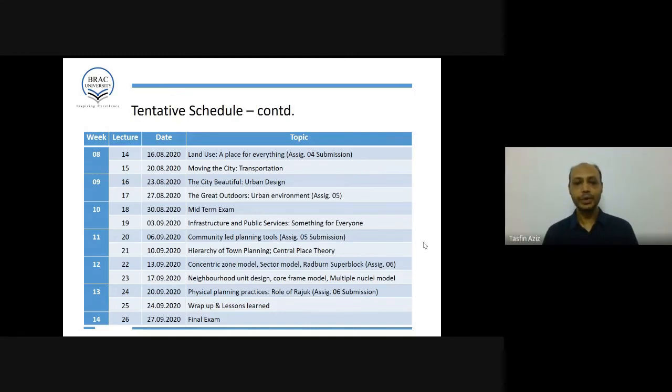After knowing all these models, at the very end of the semester, we would like to know the physical planning practices of our City Development and Control Authority. In our case, it is Rajuk. And by understanding the role of Rajuk, we'll be ending our course, and we'll have a wrap up and a lesson learned session.